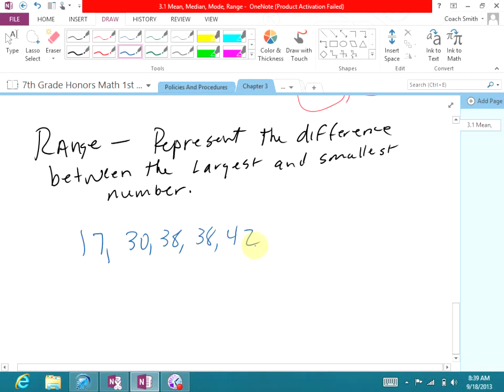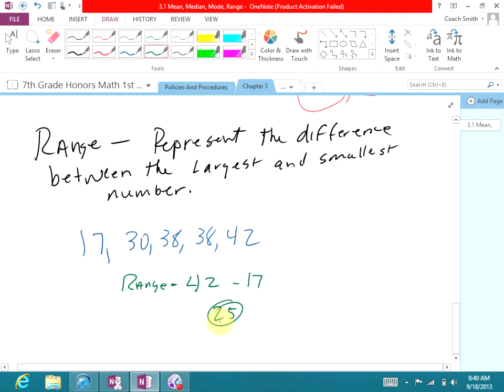if we go back to those 5 original numbers, 17, 30, 38, 38, and 42, then to find the range, we simply take 42 minus 17. 42 minus 17 is 25, so that's your range. All right, so those are the 4 things that we need to do. Those are the 4 things we've got to find.